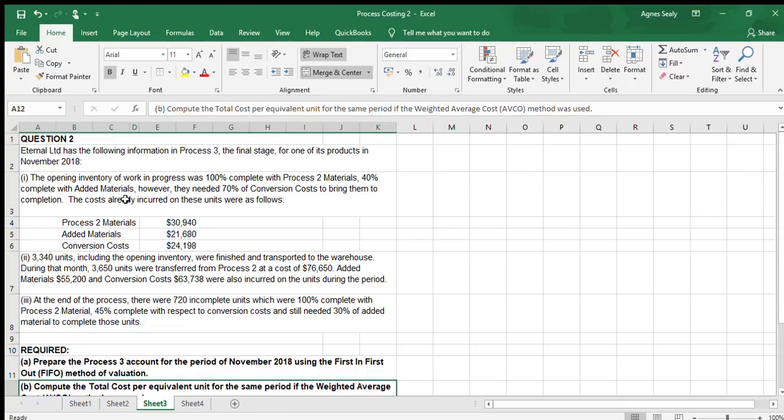First piece of information, the opening inventory of work in progress was 100% complete with process 2 material, 40% complete with added materials. However, they needed 70% of conversion costs to bring them to completion. The costs already incurred on these units were as follows: process 2 materials $30,940, added materials $21,680, and conversion cost $24,198.